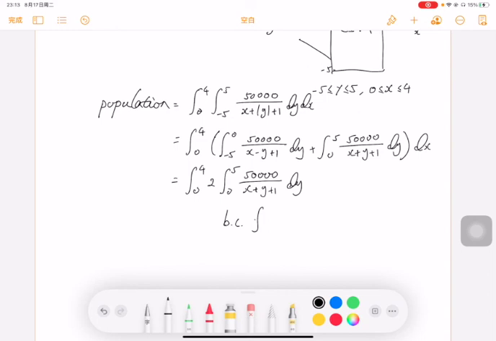if you look at this part, the integral from minus 5 to 0, and you use some substitution, say let z equals minus y, then you get the integral from 5 to 0 of 50,000 over x plus z plus 1 times dy dz dz, where z is minus y.